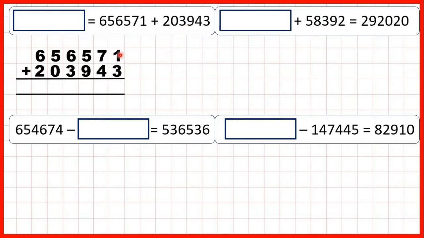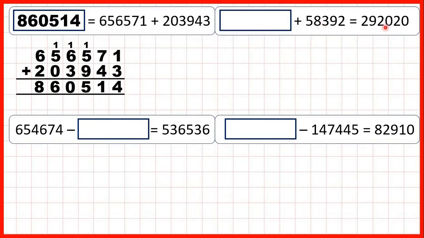203,947. 1 plus 3 is 4, 7 plus 4 is 11, so 1, 1. 1 plus 5 plus 9 is 15, so 1, 5. 1 plus 6 plus 3 is 10, so 1, 0. 1 plus 5 plus 0 is 6, and 6 plus 2 is 8. So our answer is 860,514.